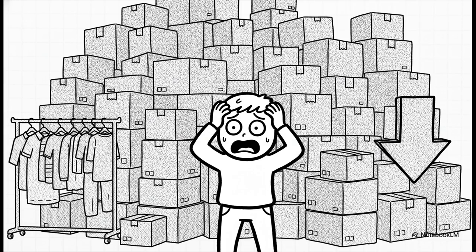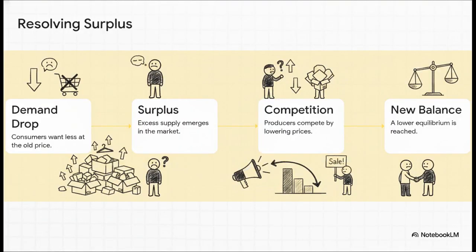At our original price, OP0, consumers only want to buy a tiny amount now, way down at quantity Q2. But producers have already manufactured all the way up to quantity Q0. That massive gap between Q2 and Q0, that is excess supply, a surplus. Just imagine giant warehouses full of unsold stock gathering dust, or clearance racks overflowing with items literally nobody wants to buy at full price. The fix here is the exact opposite of our shortage scenario.